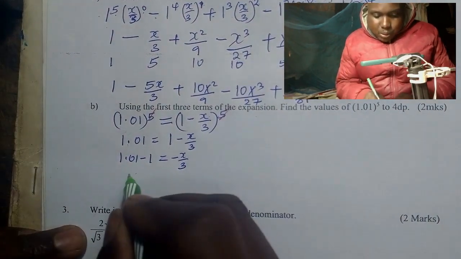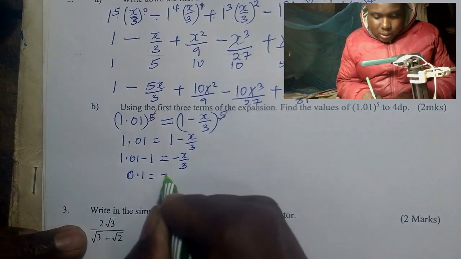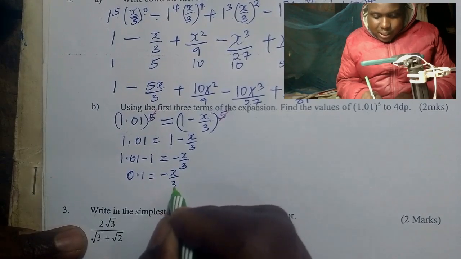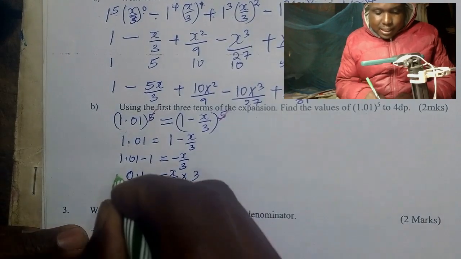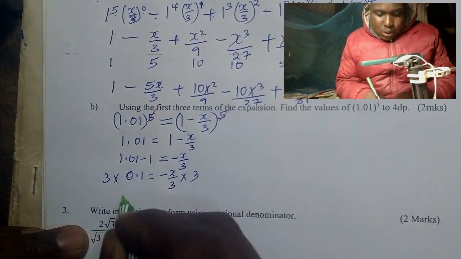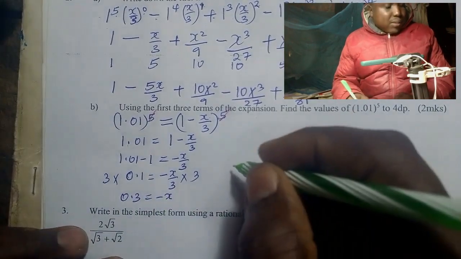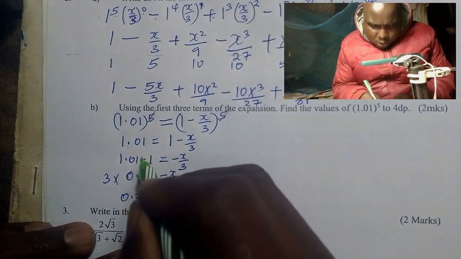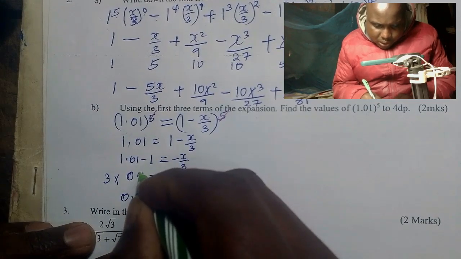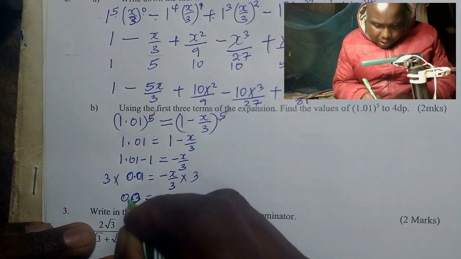So what we have here is 0.01 is equal to negative x over 3. We want x, so times 3. So 0.03 is equal to negative x. We don't want negative x. Is it 0.0? Oh, it is 0.01. Sorry, 0.01. So this one is going to be 0.03.